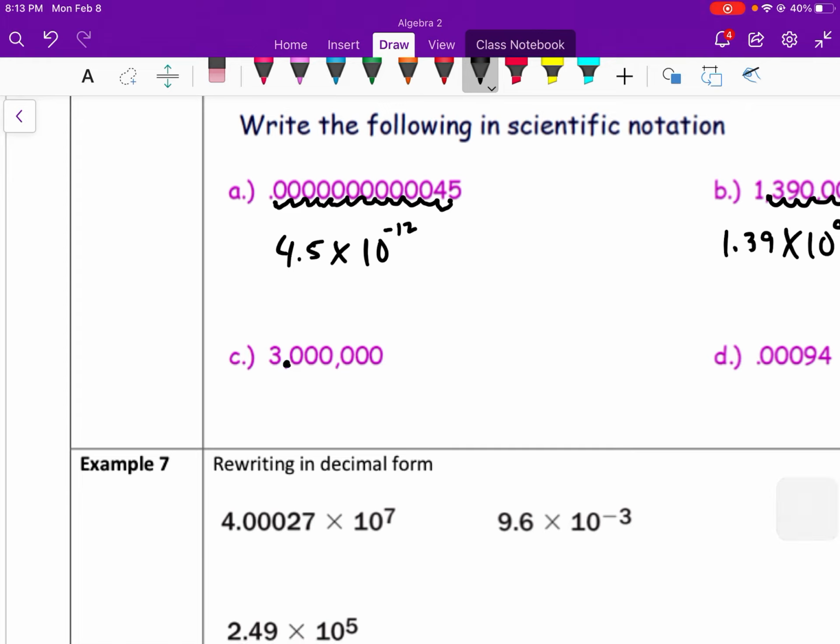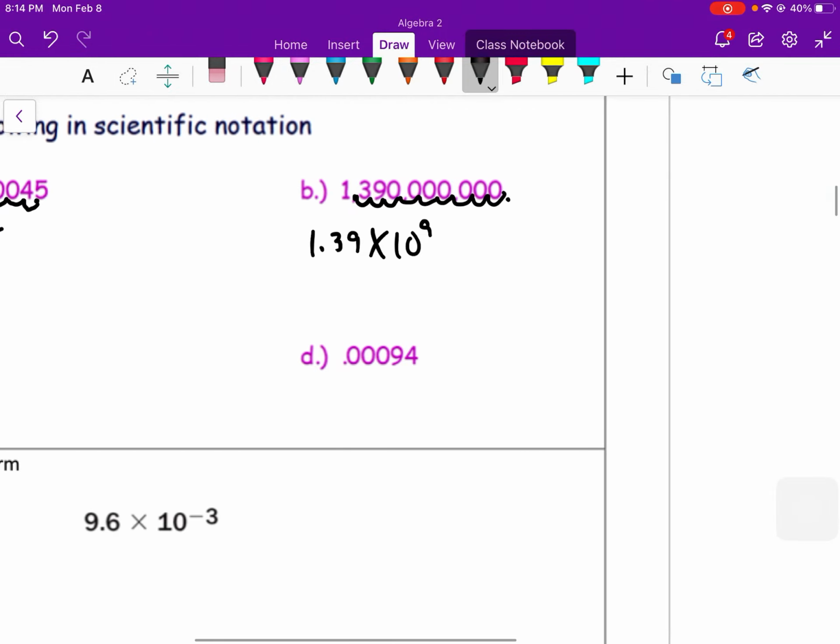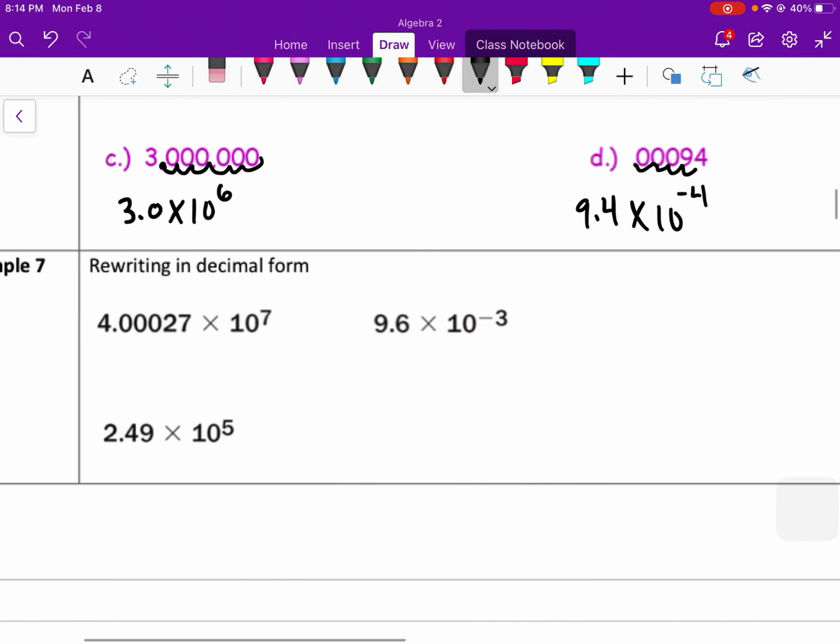In this problem, now we have 3 as our digit, so 3.0 times 10 to the, looks like we're going to move right, 1, 2, 3, 4, 5, 6. So 3 million is rewritten as 3 times 10 to the 6th. We have 9.4 times 10 to the 1, 2, 3, 4. We moved left, so negative 4.